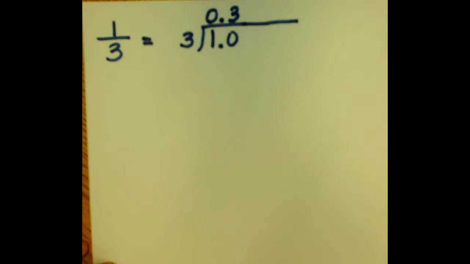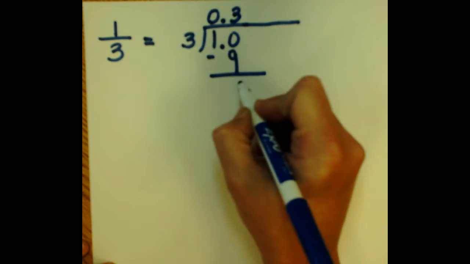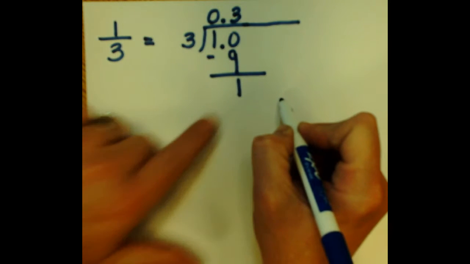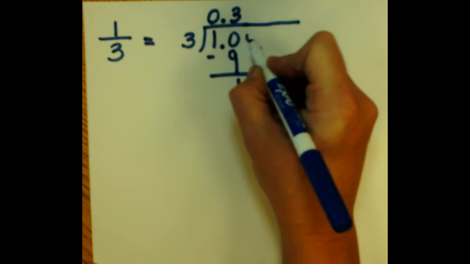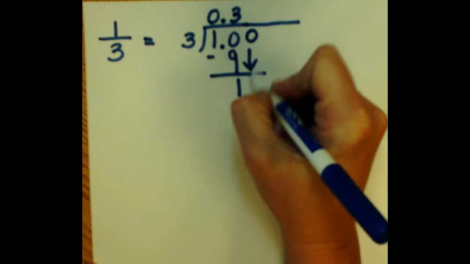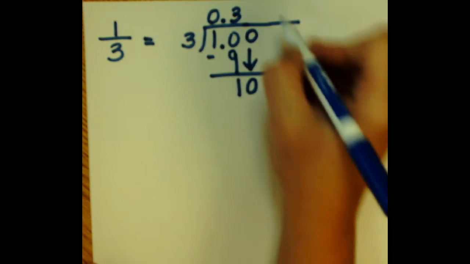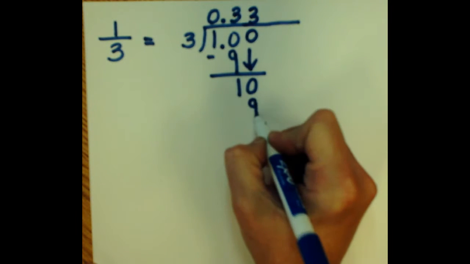three times. 3 times 3 is 9. We subtract, and we get a remainder of 1. So remember, when you're changing a fraction to a decimal, you have to keep going until you don't have a remainder or you notice a pattern. So we'll add a 0, bring it down, because we have to keep going. 3 will go into 10 again 3 times, and 3 times 3 is 9.